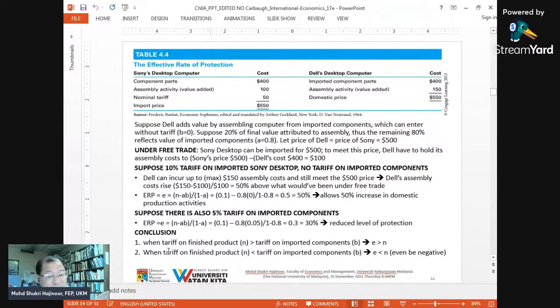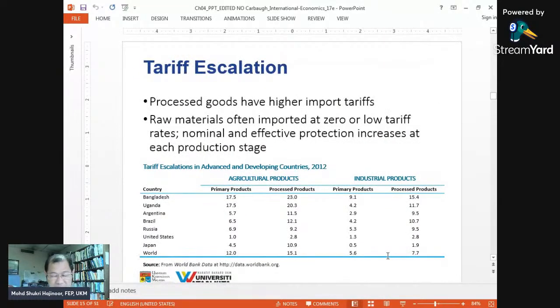When the nominal on finished products is lower, here we use only 5%. Suppose you have a 10% tariff on the finished product, but 30% on components. So this will become very low protection and can even be negative. That's the idea. So next, tariff escalation.